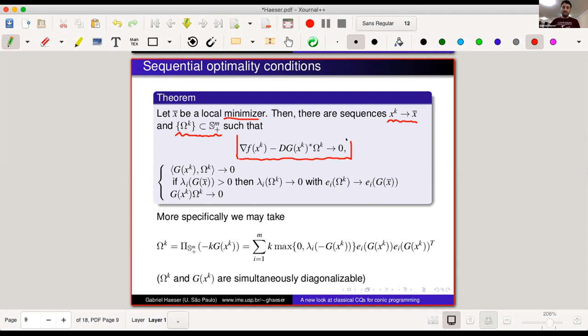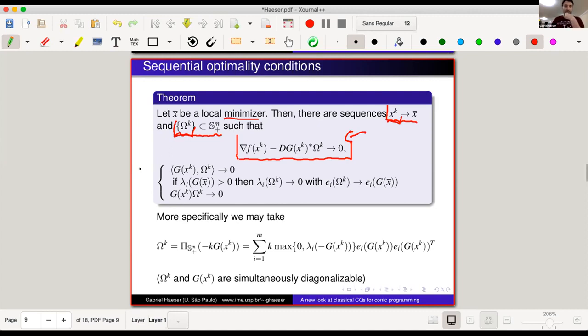And this has had many consequences, and many new constraint qualifications have been defined using this condition. The main thing about this condition is that you can use it to prove global convergence of some well-known algorithms. Many primal-dual algorithms will generate this sequence xk and omega k with this property. So then we can refine its theory of global convergence.